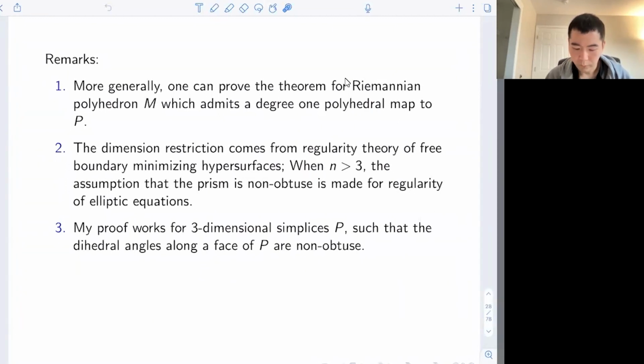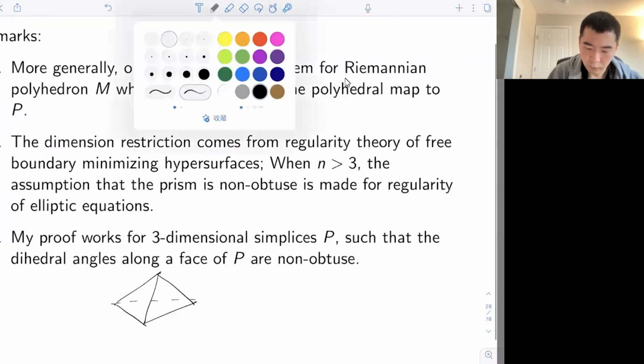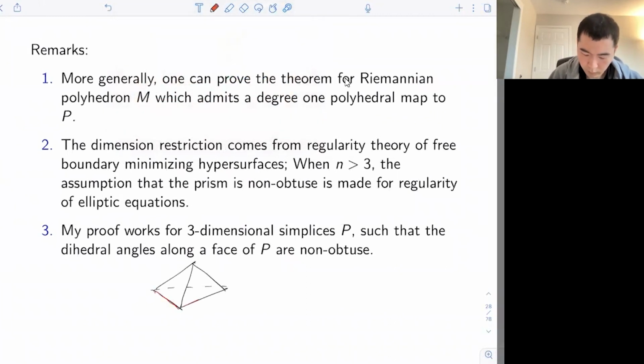Okay. So for three-dimensional simplices, I mentioned that the proof works for certain three-dimensional simplices, and particularly for those simplices such that you can find a certain face where the three dihedral angles along this face are all non-obtuse. Previously, I thought this was a condition that's satisfied by all three-dimensional simplices, but apparently I was wrong, and there are examples where you cannot find such a single face along which all the dihedral angles are non-obtuse. But this is the condition that I need.